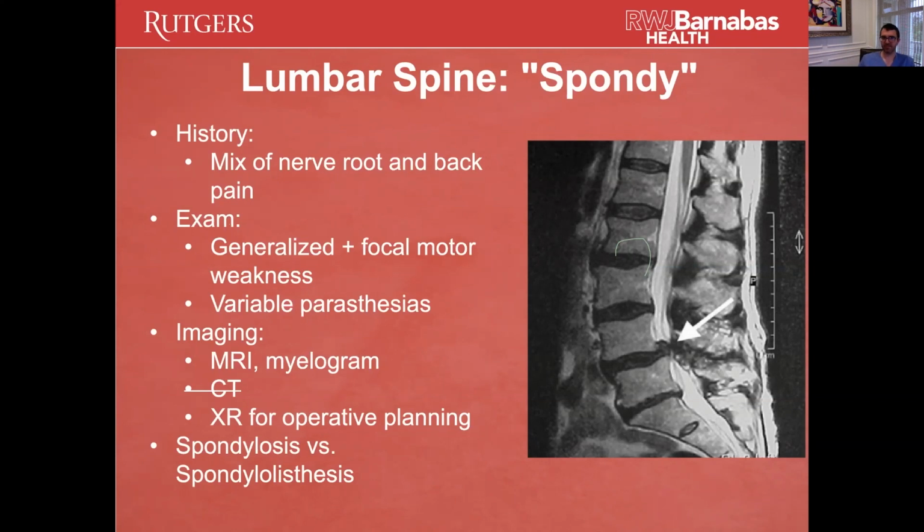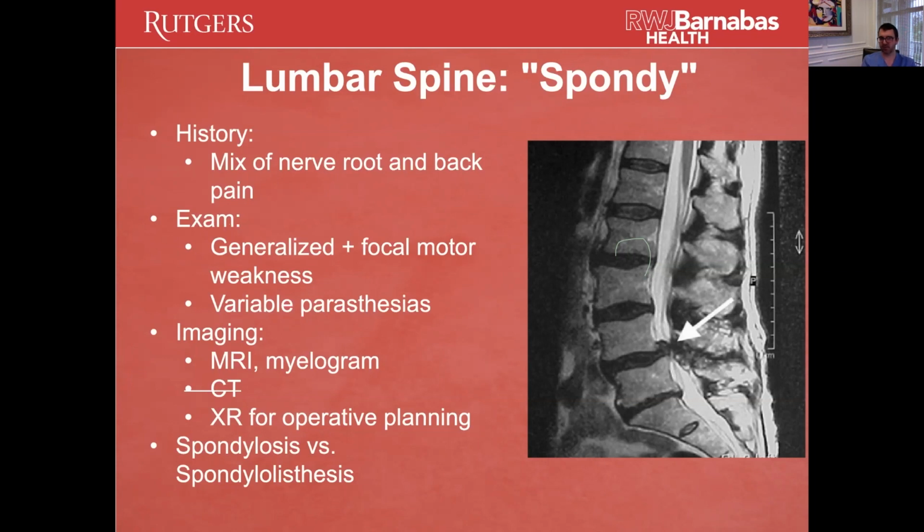These patients will have a mix of nerve root pain and back pain. The slip itself causes tightness, and it also puts tension on the joints in the lumbar spine, which causes back pain. So these patients are going to have a mix, but you always want to ask them, what % back pain are we talking? What % leg pain are we talking? Because that impacts your plan for how to best treat their pain. On exam, it's really just like a herniated disc, where you might have focal motor weakness or generalized pain-limited weakness. The paresthesias or sensation issues could be variable.